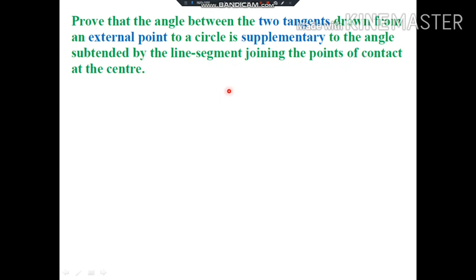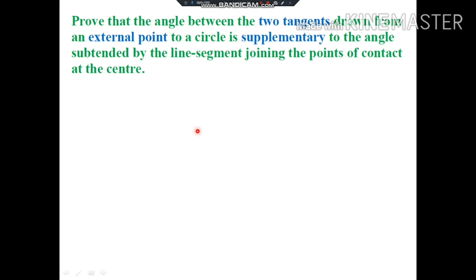Dear children, in this problem no figure is given, so you need to draw a figure. How do we draw it? Yes, there is a circle. So draw a circle here. I think you have finished drawing the circle, and now mark an external point somewhere.